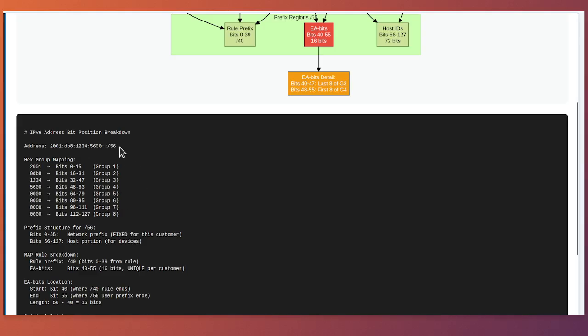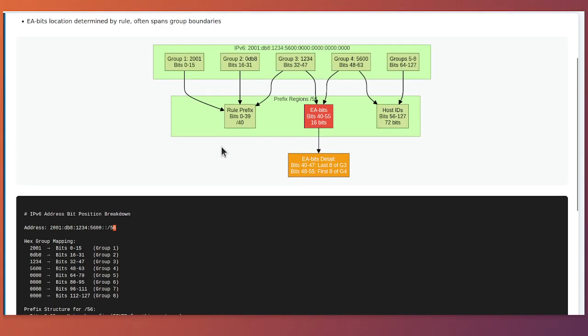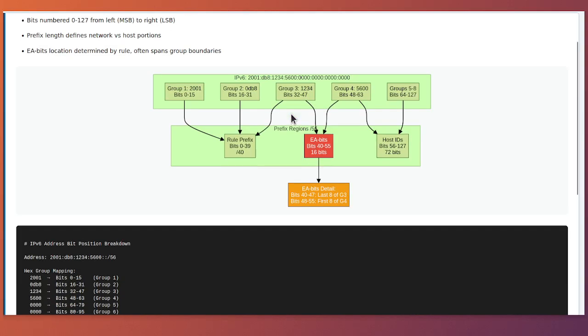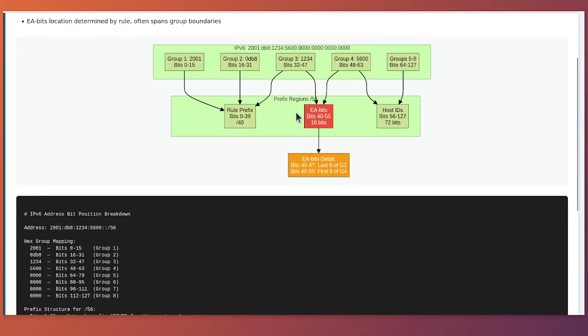Looking at our example address, hex group 3 contains bits 32 through 47, and hex group 4 contains bits 48 through 63. So the EA bits from position 40 to 55 include the last 8 bits of group 3 and the first 8 bits of group 4. This is why we cannot simply look at a hex group and call it the EA bits. We must carefully extract the exact bit positions specified by the MAP rule.